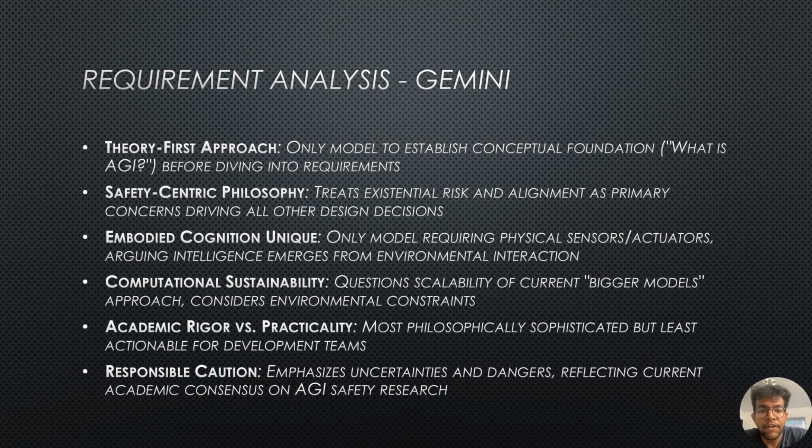Gemini explicitly questioned whether the current approach of simply scaling up models is sustainable, showing awareness of the environmental and resource cost of large-scale AI systems. This systems thinking approach considers AGI development within the broader ecological and economic constraints.